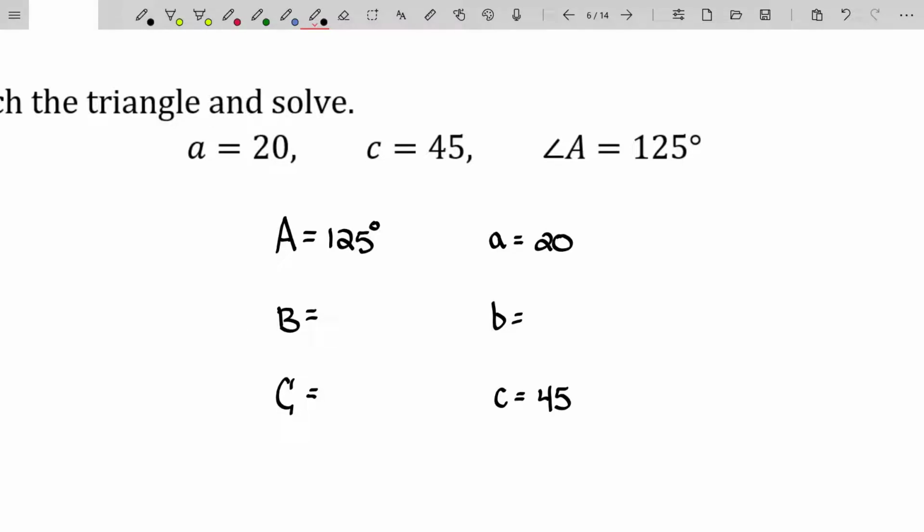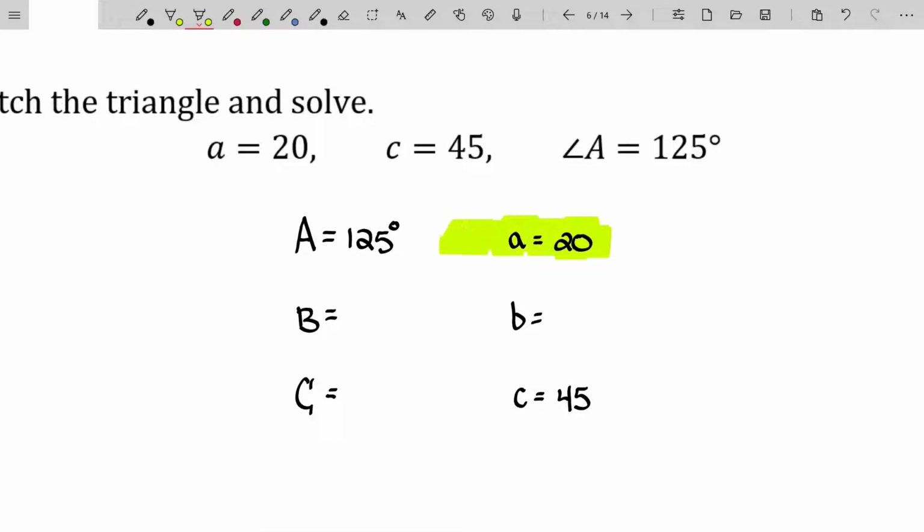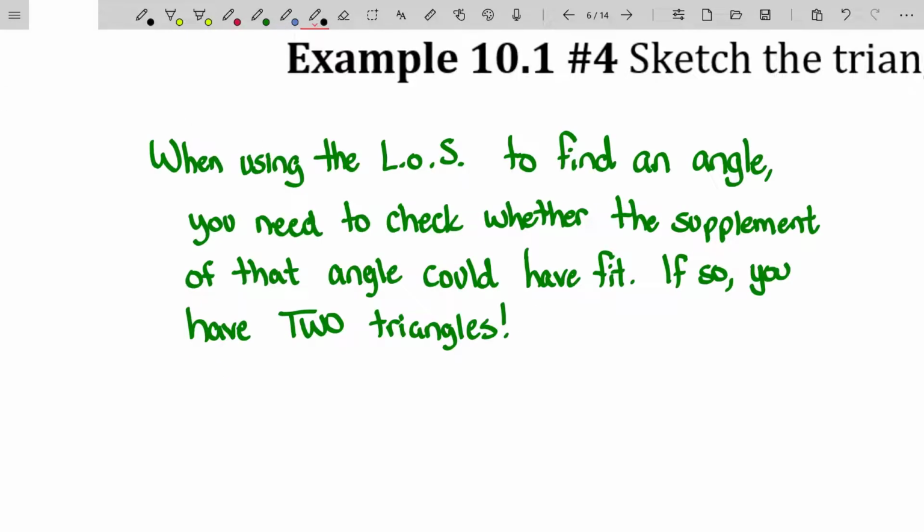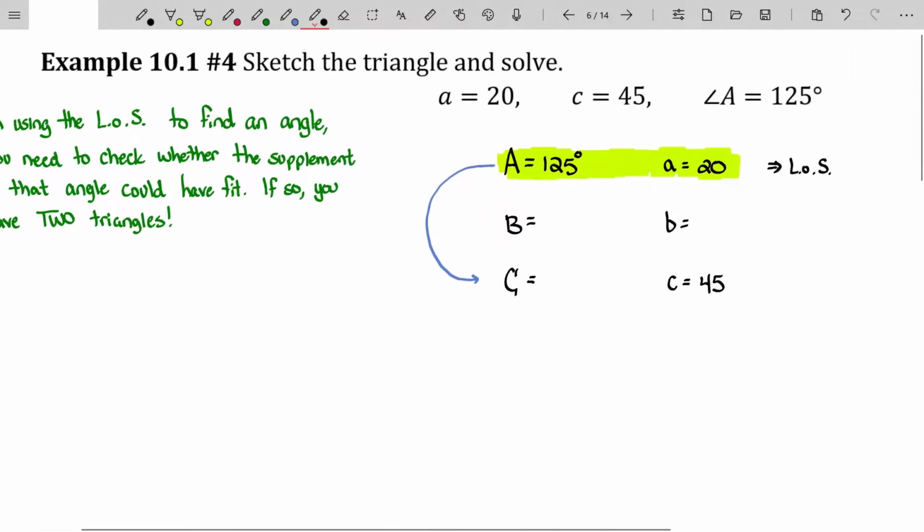All right, so I'm going to go ahead and highlight the fact that we've been given a beautiful, full, complete row. That tells me law of sines. I'm going to use law of sines. And it's probably a good habit to start writing that there once you see a full complete row, because if you don't have a full complete row, it's going to be the other case, the law of cosines, which we have not seen yet. We are going to use this given row to help us find that missing angle C. But again, my advice that I said before, when using the law of sines to find an angle, you need to check whether the supplement of that angle could have fit. If so, you have two triangles. So let's go ahead and find that angle.